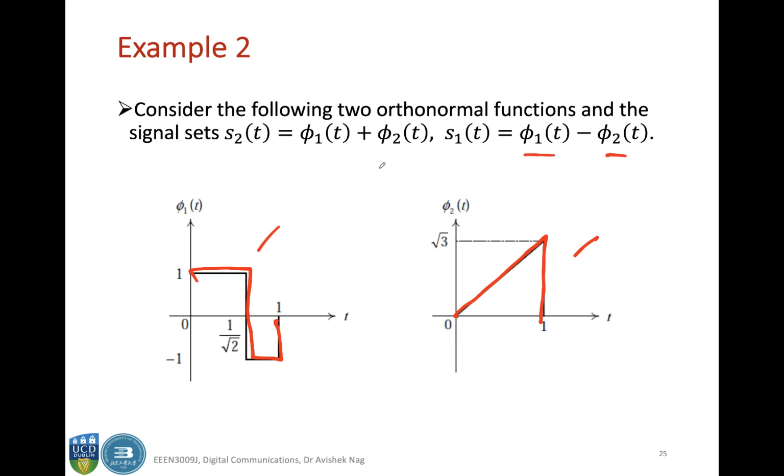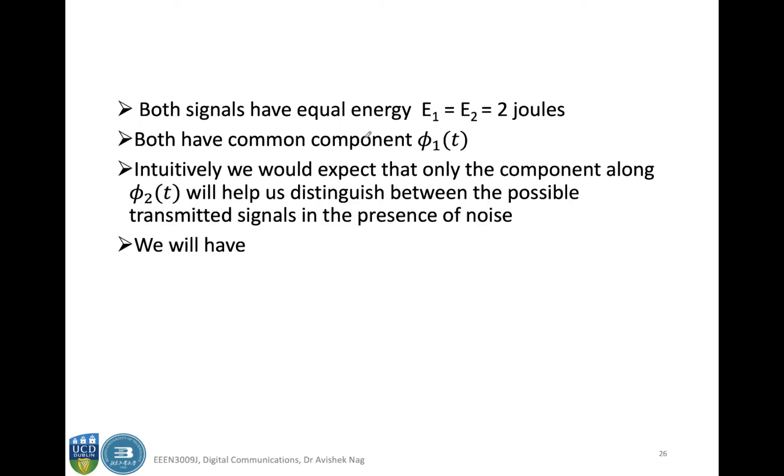So S1 is phi1 minus phi2, S2 is phi1 plus phi2. You can see that both the signals have equal energy. If you do the math, you will see E1 and E2 are both 2. Both have the common component phi1. So intuitively we would expect that only the component along phi2 will help us distinguish between the possible transmitted signals in the presence of noise.